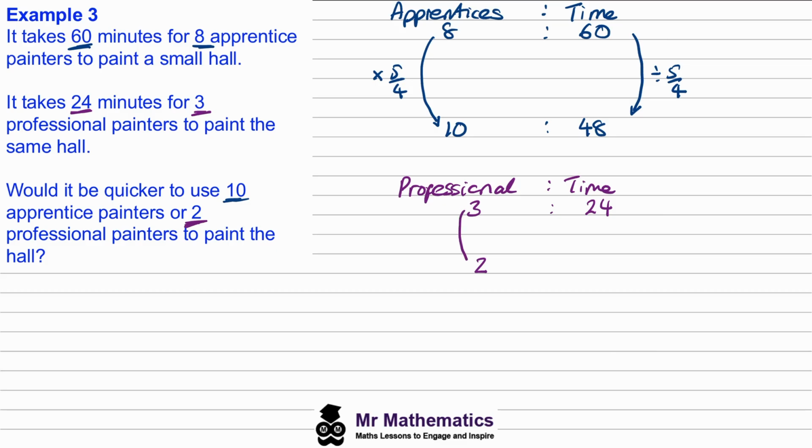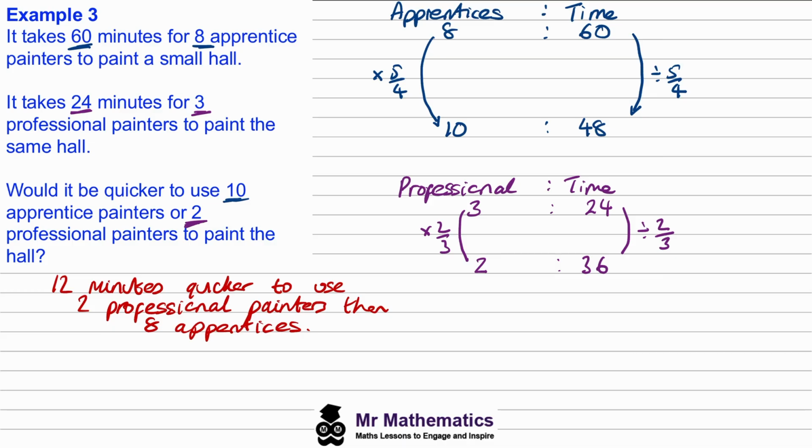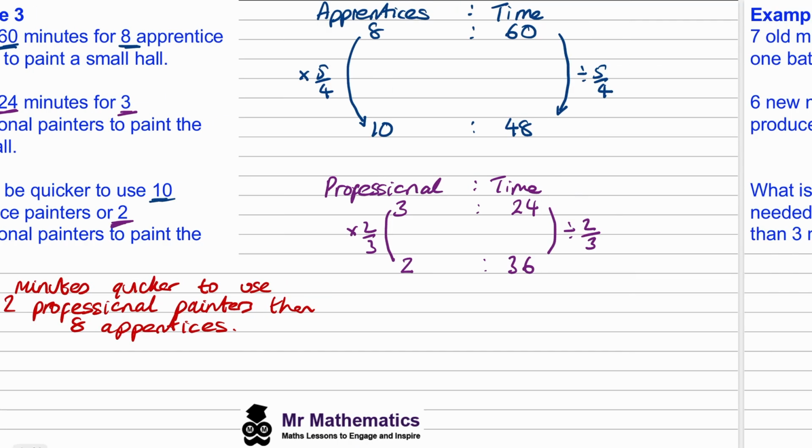For the professional, we'll multiply by 2/3. So for the time, we'll divide by 2/3. And this will give us 36 minutes. So you can see it's 12 minutes quicker to use 2 professional painters than 8 apprentices. How did you get on with that? Let's try the next question.